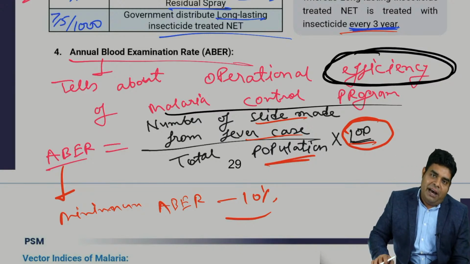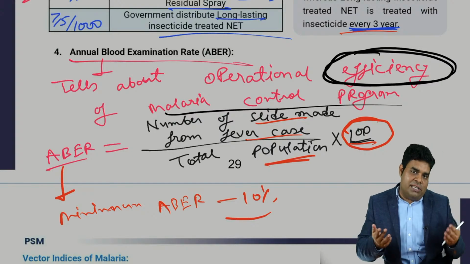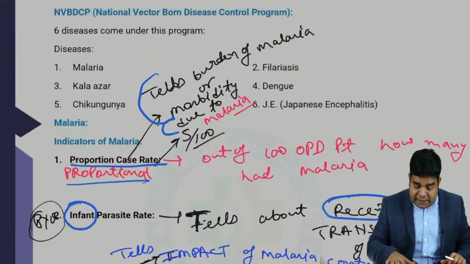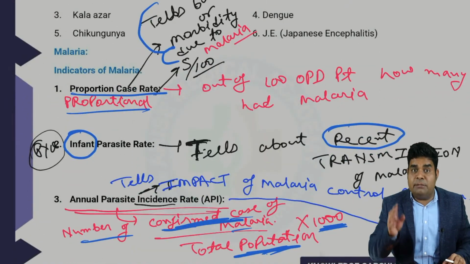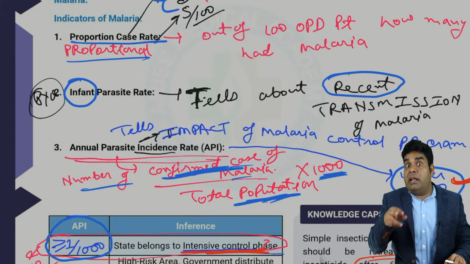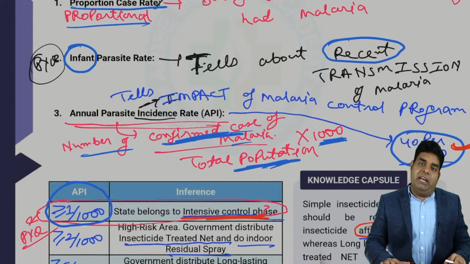That is ABER. Okay, so I hope you will remember the story which we just discussed. What are the 4 steps of the story? First step, she detected that out of 100 cases, how many have malaria, that is burden or morbidity of malaria, proportional case rate. Then she detected whether malaria is recently transmitted or not in last year. So recent transmission by infant parasite.